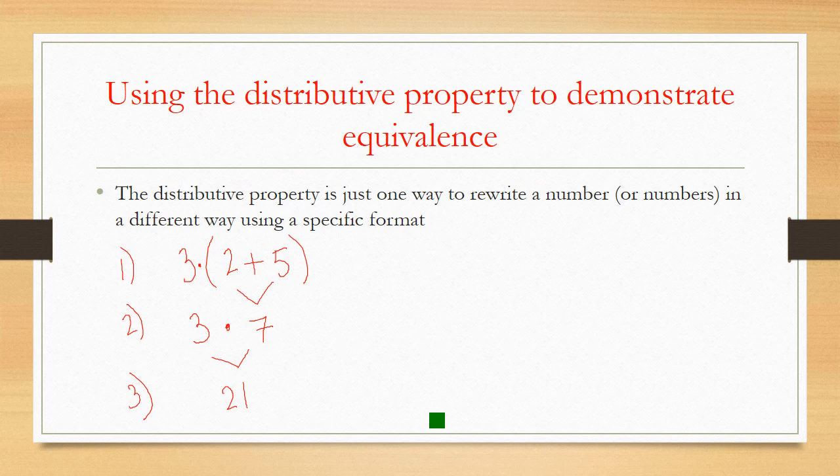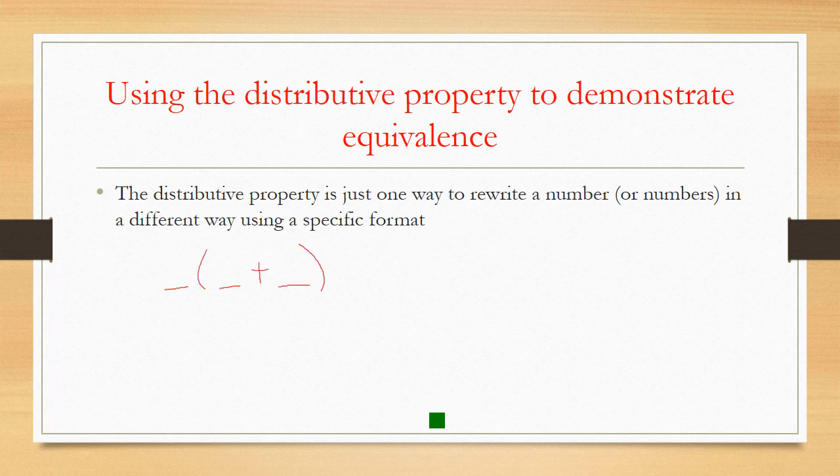But this is using the distributive property, this very specific format to rewrite a number. And that's what the distributive property is. The distributive property says I can go from this form, so a number times a number plus a number, I can go from that form to a single number and back and forth. So I can write a number in both of these formats, either as a whole number or in the distributive property format, and they are equivalent.